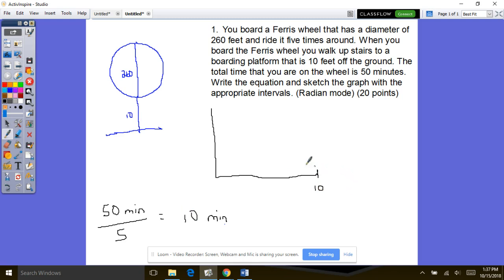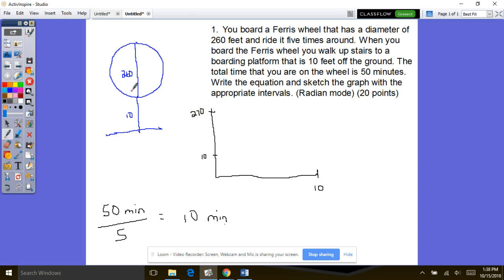Now let's go over here to the y-axis to understand. On my y-axis, what's the lowest point of the graph? That's where you get on to your Ferris wheel. So that's going to be 10 feet. Now visualize, if you're here at 10 feet, you're just getting on the Ferris wheel. If you go all the way to the top of the Ferris wheel, you're at 260 plus 10. See that? So that'll be 270.